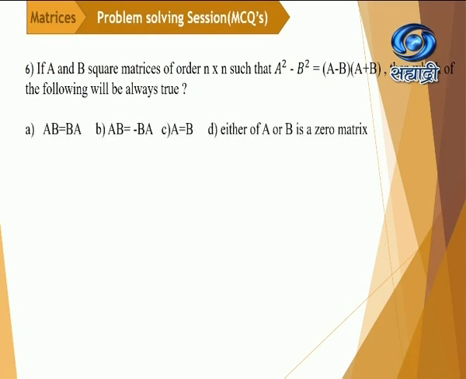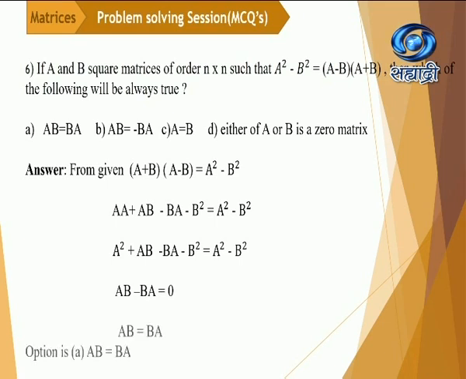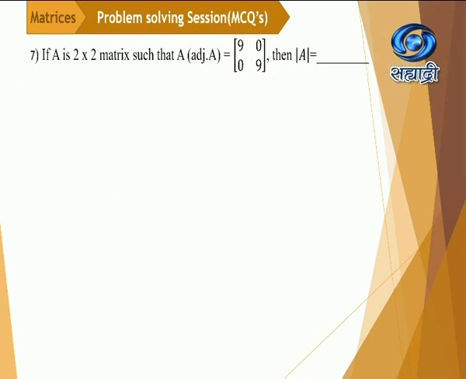If A and B are square matrices of order n cross n such that A square minus B square equal to A minus B into A plus B, then which of the following will be always true? We have done this already, how to solve this property. And here you have to use that multiplication of matrices is non-commutative. So AB is not equal to BA, but in this case, after solving this property, AB is equal to BA, and therefore the option A is AB is equal to BA.